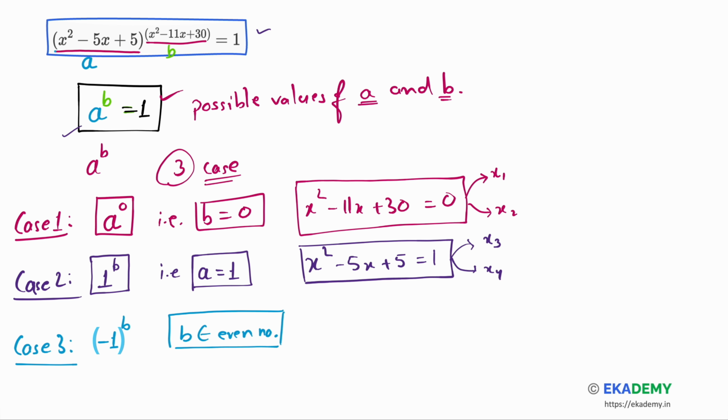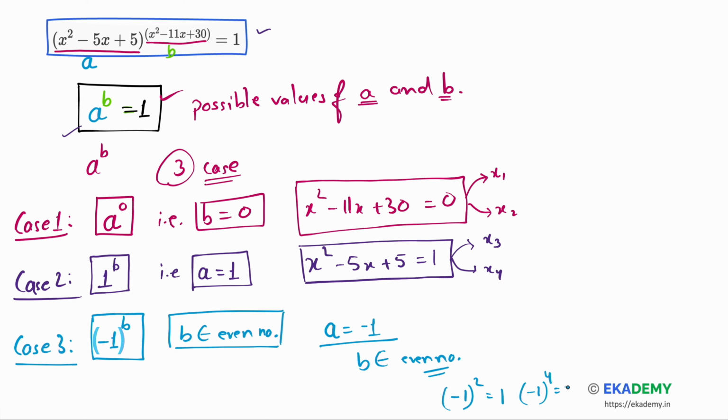And ultimately, to satisfy the given mega quadratic equation, that means when a equals -1, in this case there is one restriction: b should be an even number, right. Then its value will be 1. For example, -1 raised to the power 2 is 1, and -1 raised to the power 4 is also 1, right. So, that means here we are going to take a and equate it with -1.